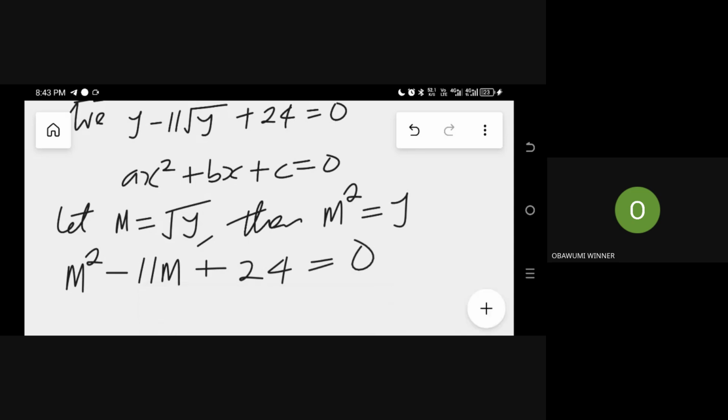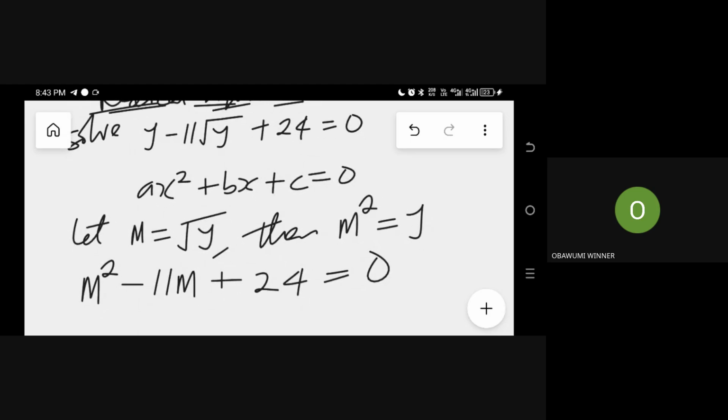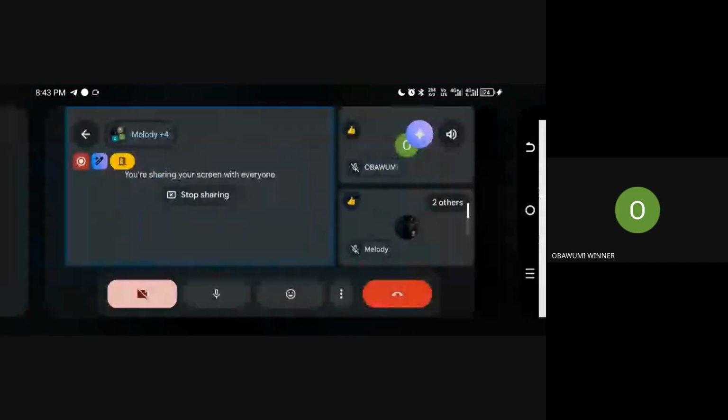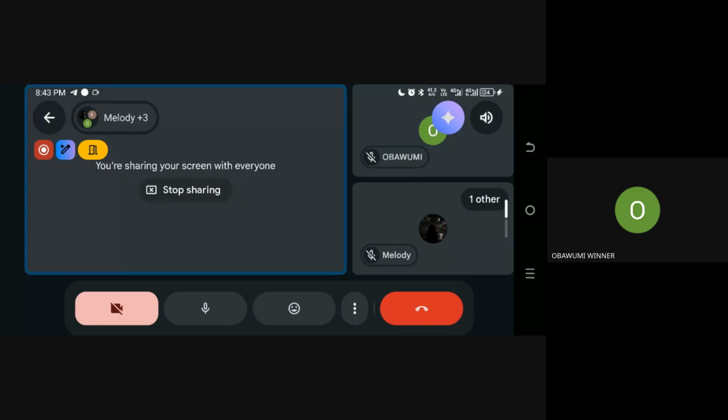So you can see that the question that didn't look like a quadratic equation has now been turned into a proper quadratic equation. You can see the form a s squared plus b s plus c. So the s in the general form is the m you have there. Do you understand how I got this quadratic equation now? Do you guys understand how I got the quadratic equation?